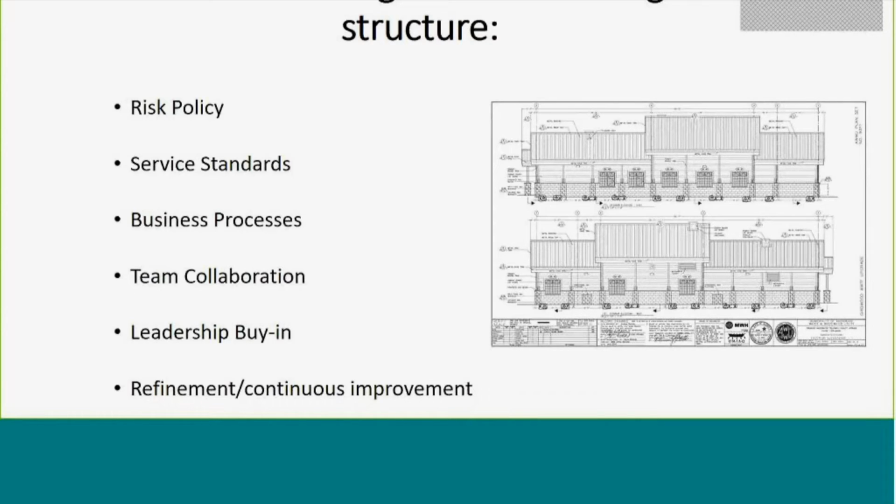And then finally, like anything, there is always refinement and continuous improvement, and anyone who has been involved in building structures understands that when you go into building a structure, oftentimes during the process itself, one finds that there are ways to continuously improve, refine, and get a better outcome.